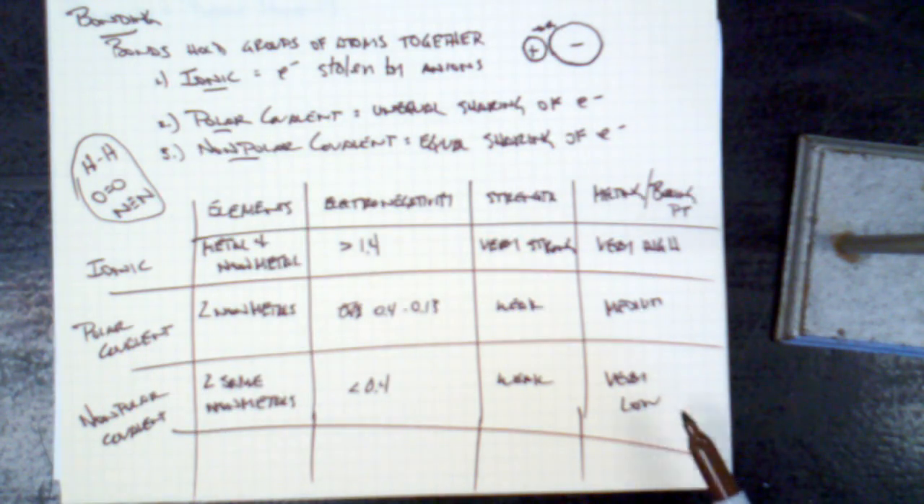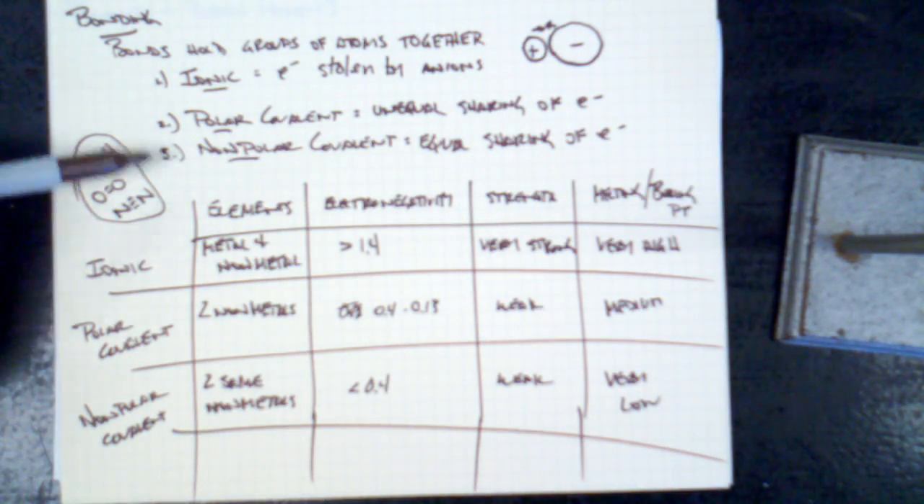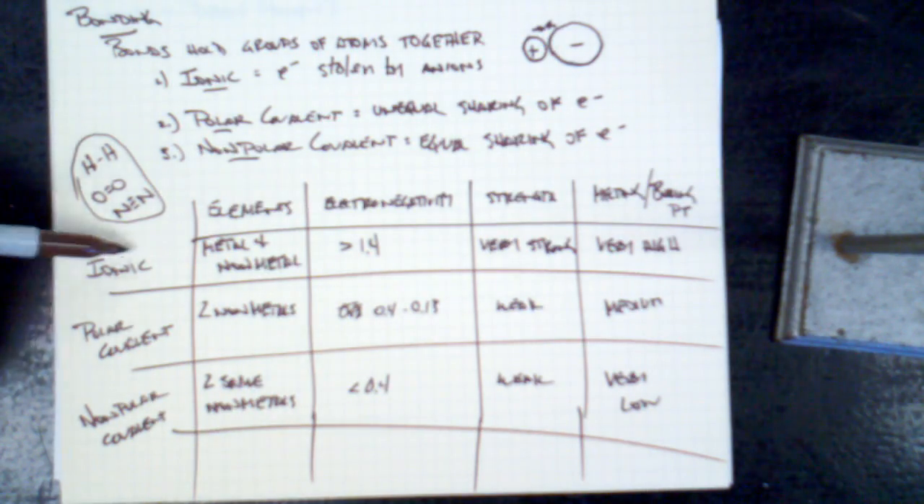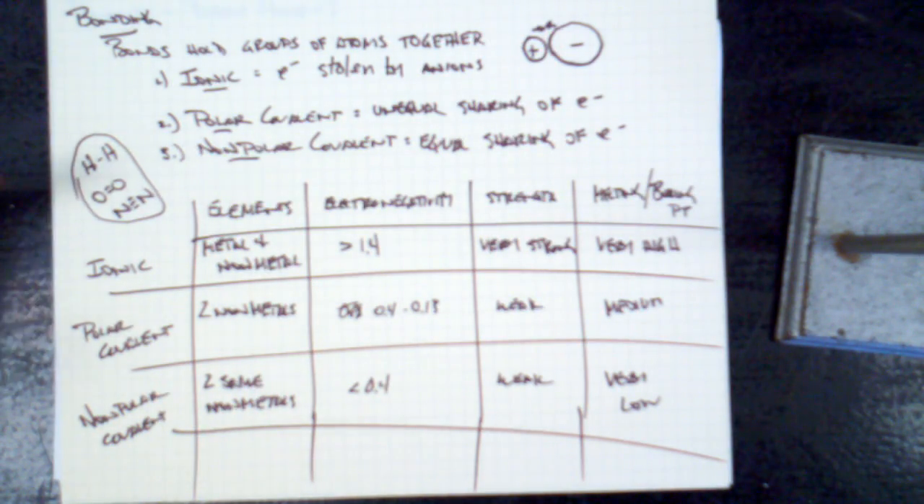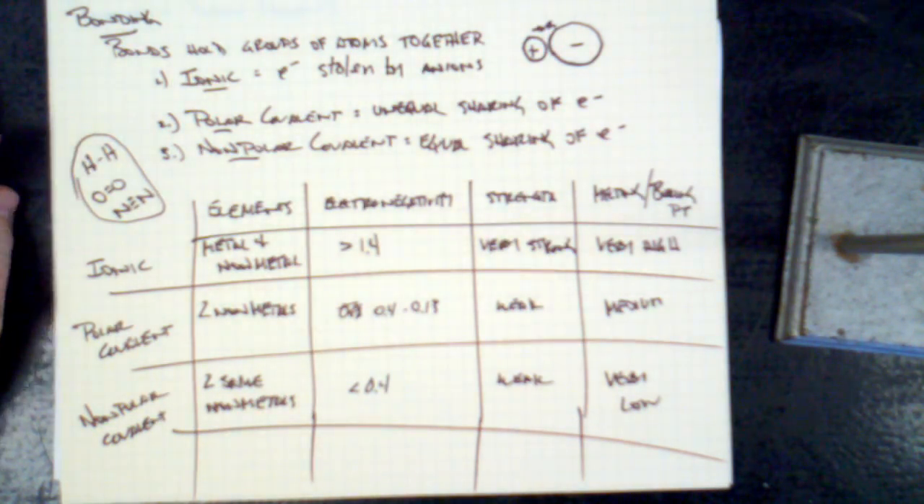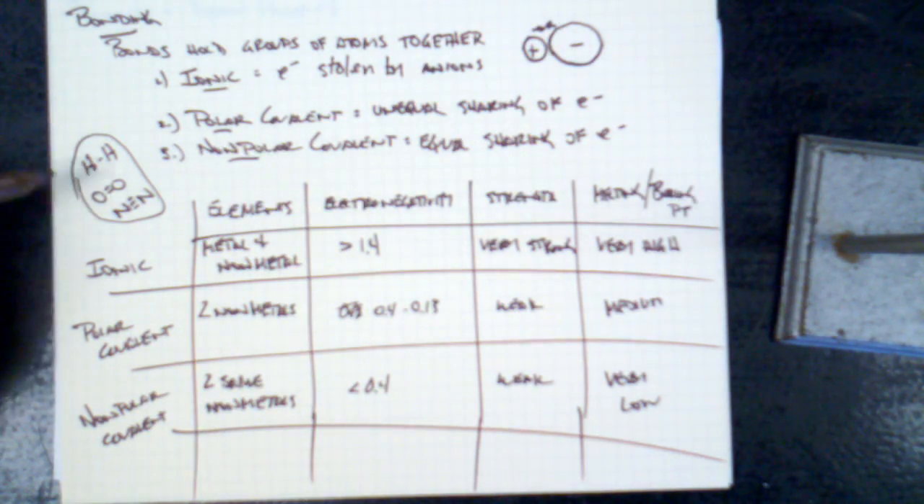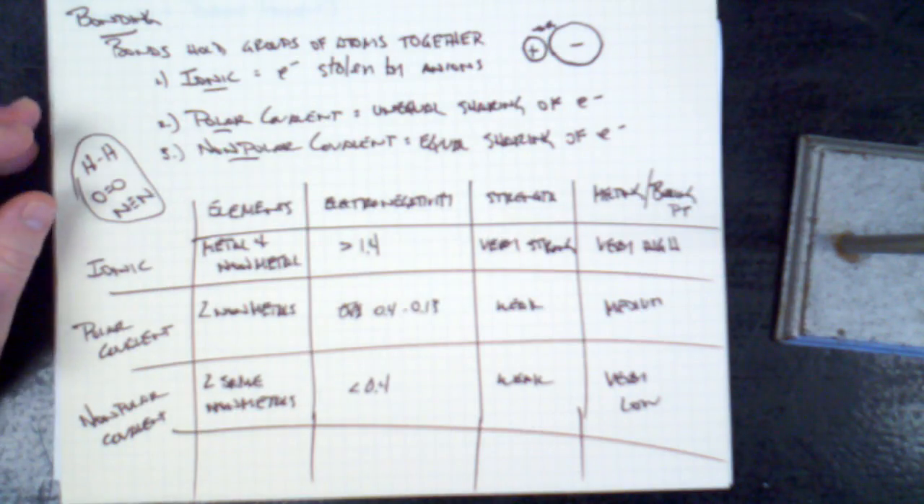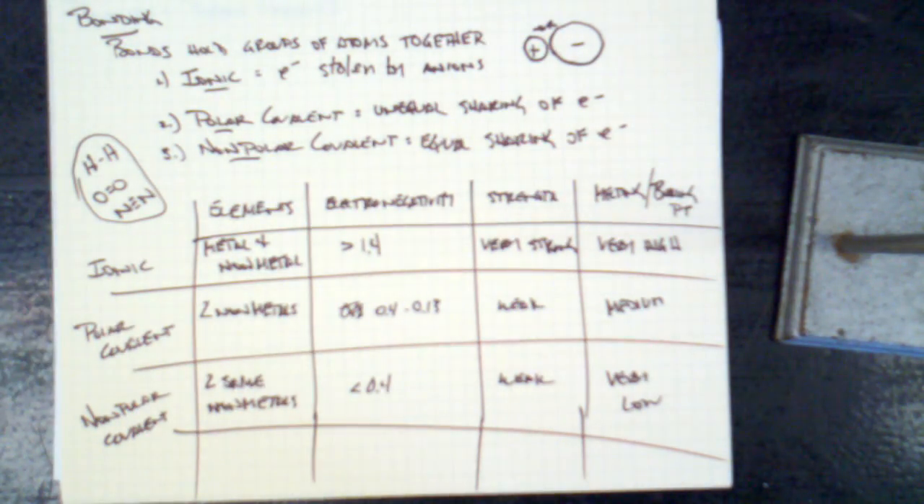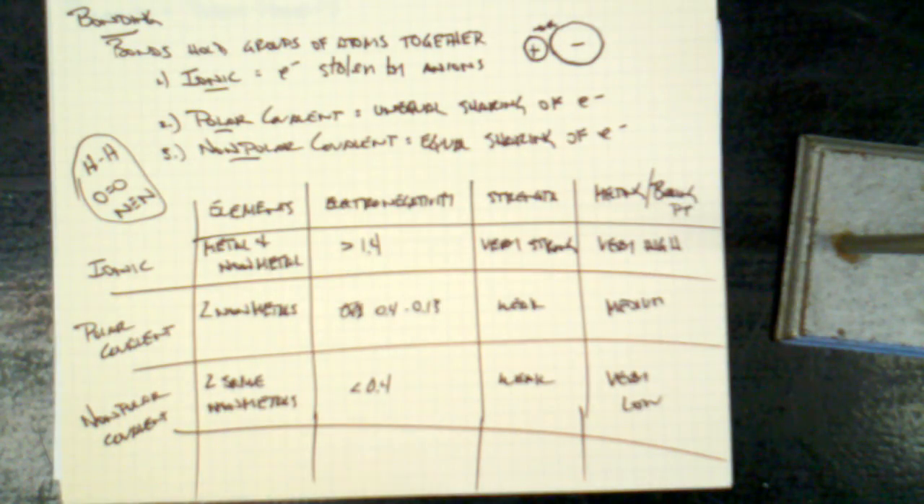Matter of fact, they boil at below room temperature, as evidenced by these guys here. They're all gases at room temperature, and they have to get very cold to form a liquid, and certainly almost near absolute zero to form a solid. So we'll talk more about dipoles in a little bit, and go into more detail on how different bonds give compounds different properties.